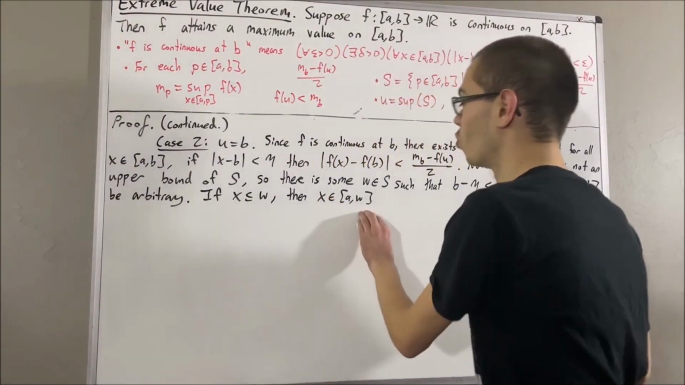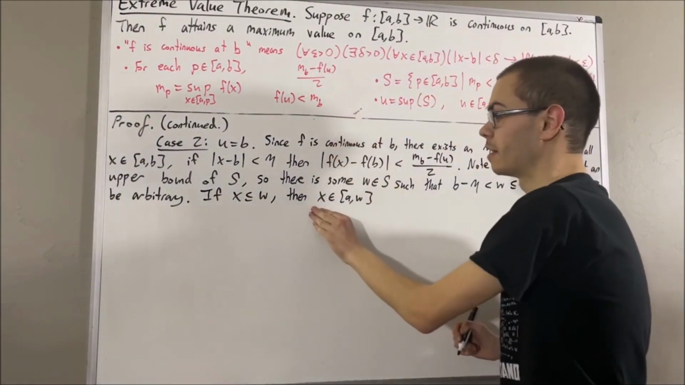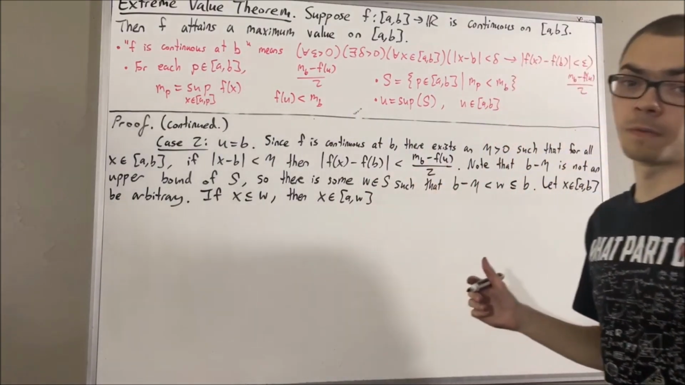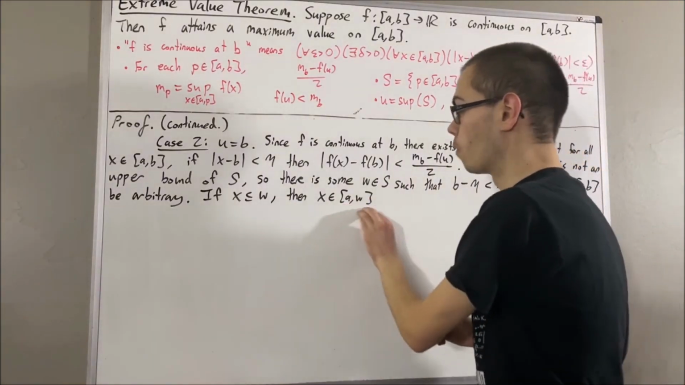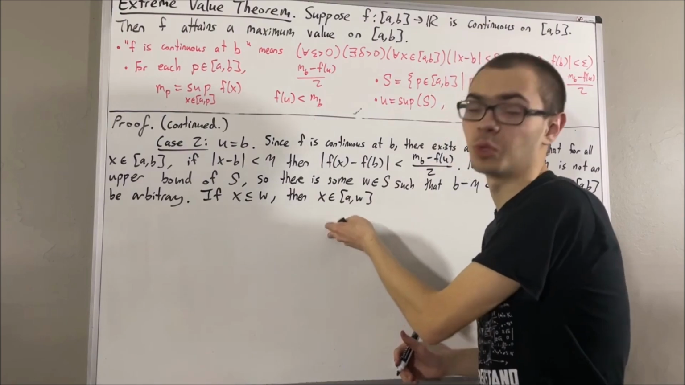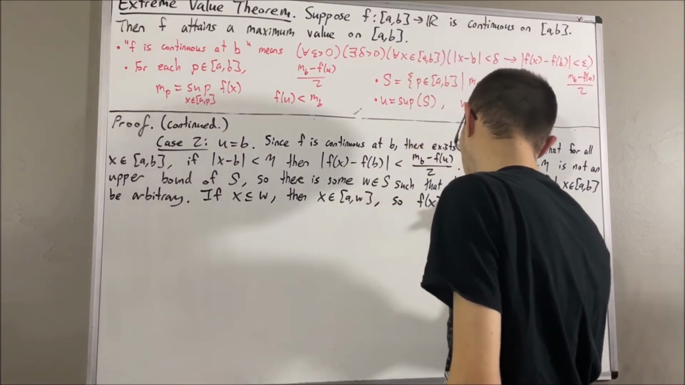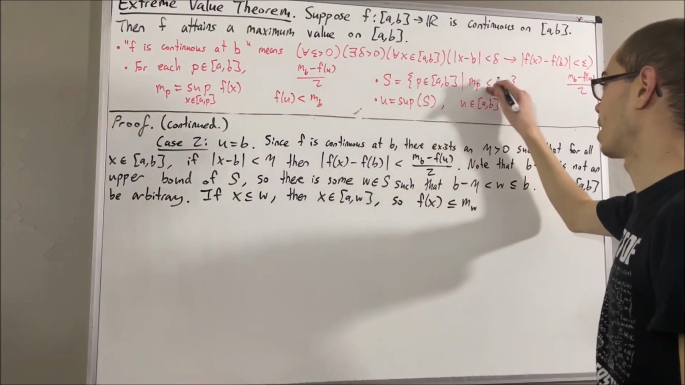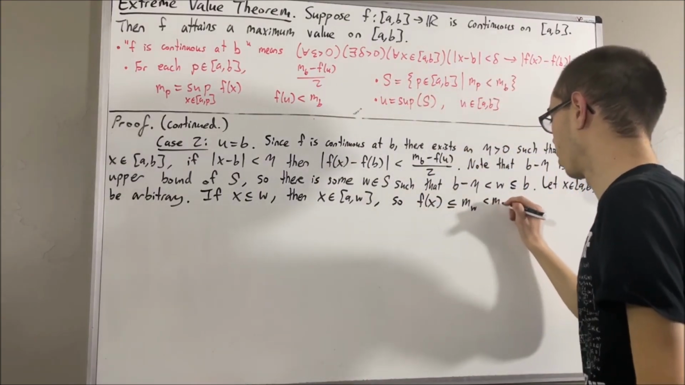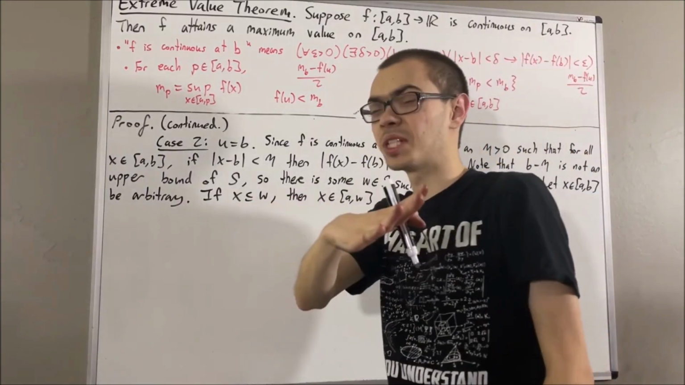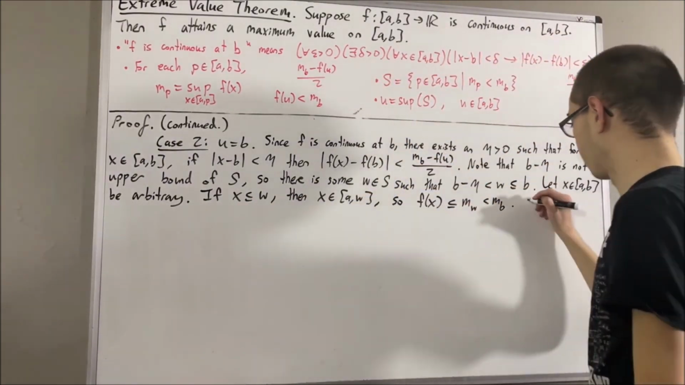But this means when we send x into the function f, f of x is going to be less than or equal to the least upper bound of the output values of f over [a, w]. Or in other words, that's saying f of x is less than or equal to m_w. And since w is an element of S, by definition of S, m_w is less than m_b. Okay, so that's what happens if x is less than or equal to w. Now let's consider the case x is greater than w.